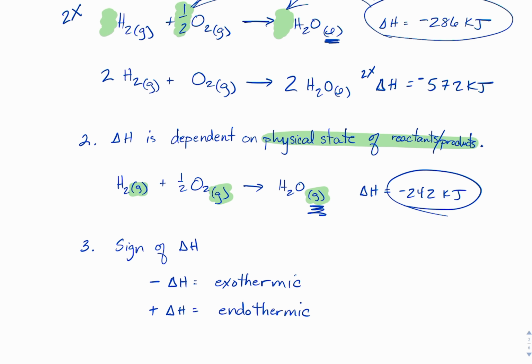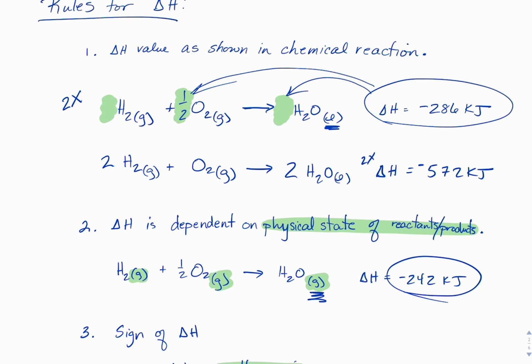The last rule is that the sign of delta H actually means something. So when you have a negative delta H, that means that particular chemical reaction gives off that amount of energy and therefore is considered exothermic. And if you have a positive delta H, that chemical reaction takes in that amount of energy and is considered endothermic. So for every chemical reaction I've written before, these have all been negative, and therefore all of those chemical reactions those delta H's are associated with are exothermic.